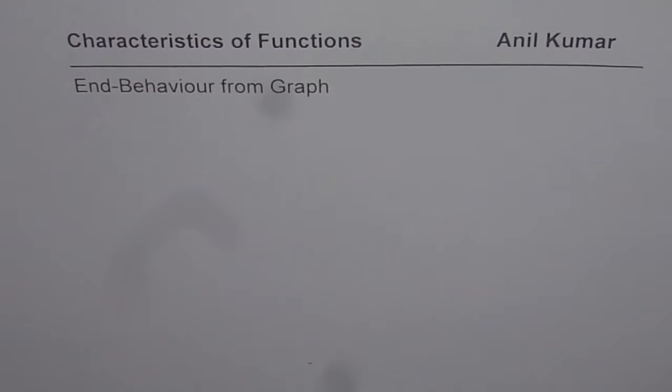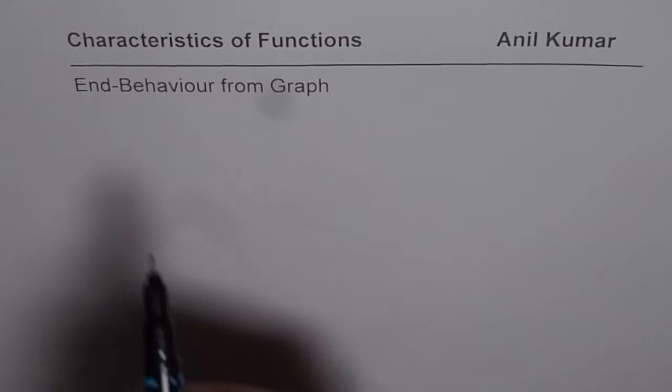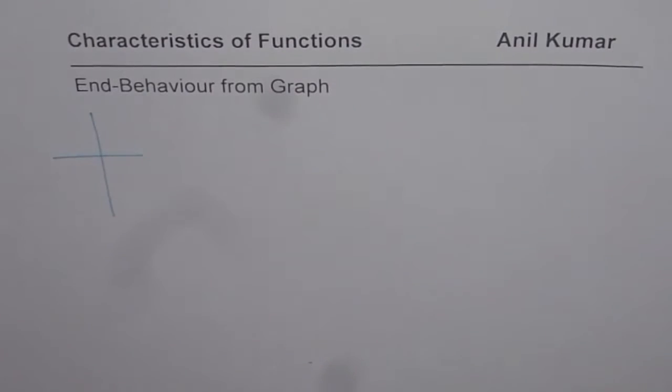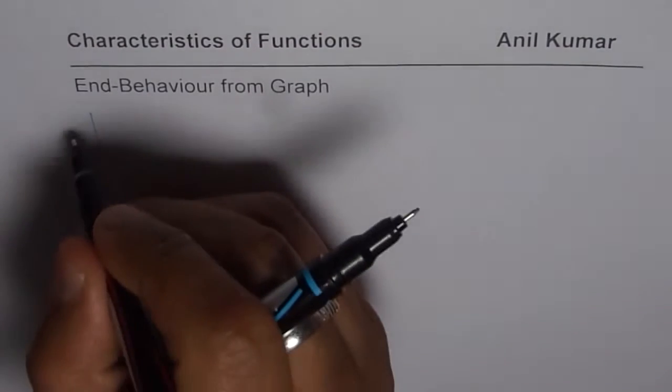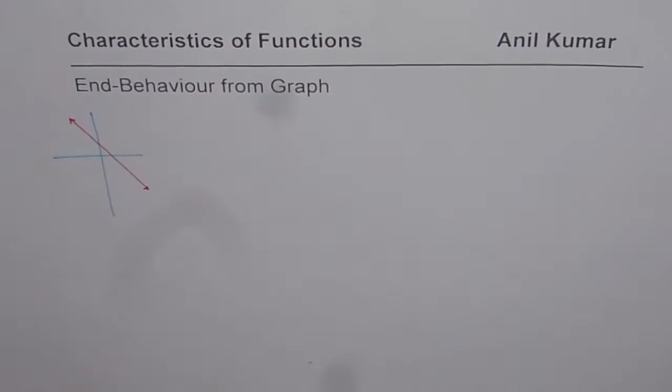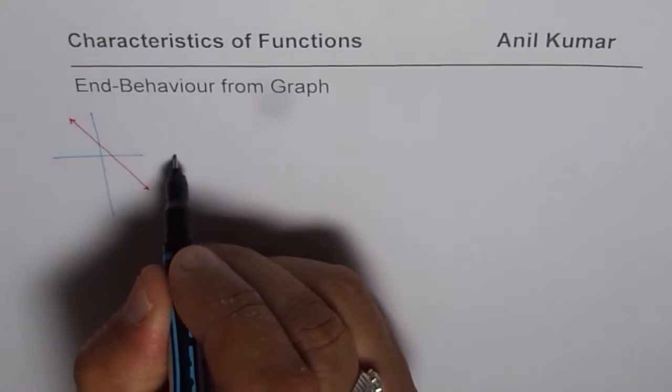I'm Anil Kumar, and in this video we'll practice writing the end behavior of a function from the given graph. So let me sketch some graphs. You can copy these and write down the end behavior. We'll take a linear function first, with a negative slope. This time I'm taking a straight line which is going from quadrant 2 to quadrant 4.